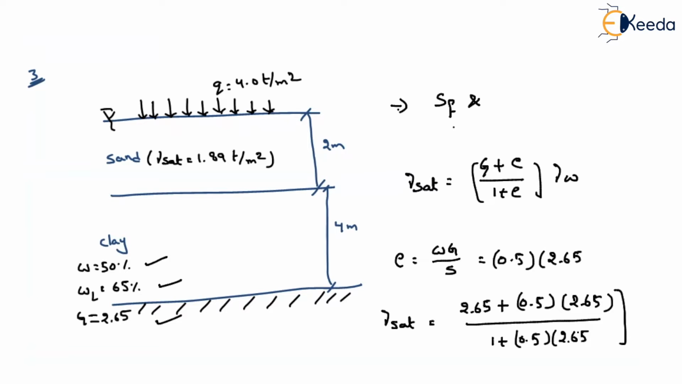And let us say that the unit weight of water is 9.81. Then, if you see here, our surcharge is in tons per meter square. So let us substitute the unit weight of water in tons per meter cube, so I express that as 1 ton per meter cube, right? If we solve this, then we will get the gamma saturation of the clay as 1.709 ton per meter cube, right?